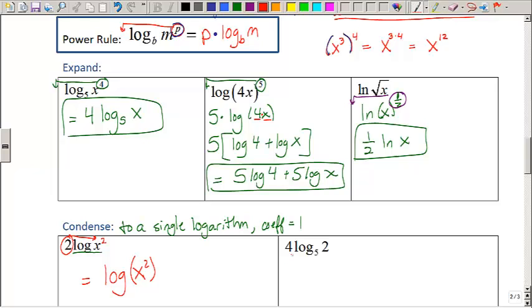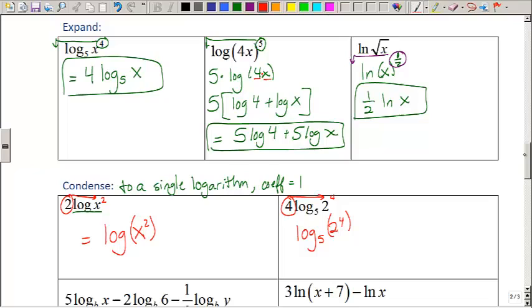Similarly, when I condense 4 log base 5 of 2, I can take the 4 and move it up into the exponent so that this single logarithm doesn't have any coefficient in front other than 1, which leaves me with log base 5 of 2 to the 4. But I can simplify 2 to the 4 and get log base 5 of 2 times 2 times 2 times 2, which is 16. And that is my final answer.